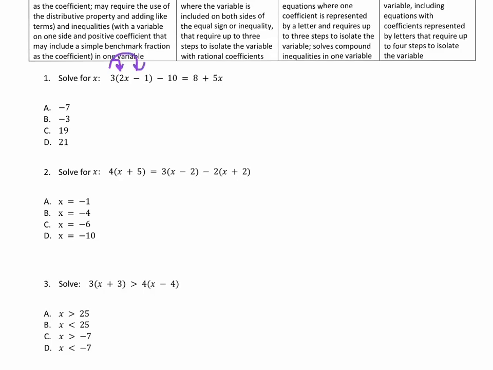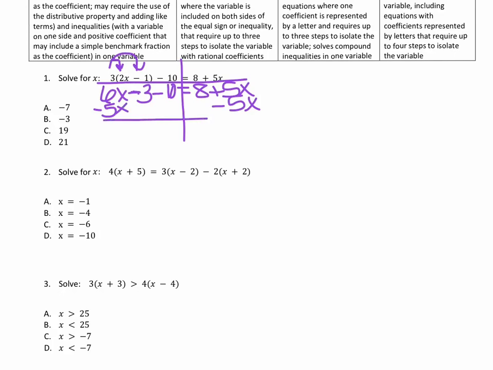So I'm going to get 3 times 2x is 6x. 3 times negative 1 is negative 3. And then minus 10. And make sure I do my t-chart so that it's easier. Equals 8 plus 5x. Remember, whatever I do to one side, I have to do to the other if I am switching sides. So if I want to start off with a minus 5x, I have to subtract 5x from this side. So I do the same thing on both sides.